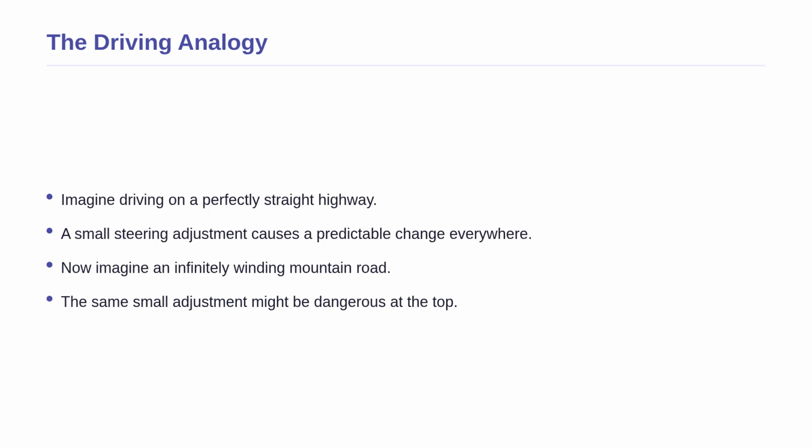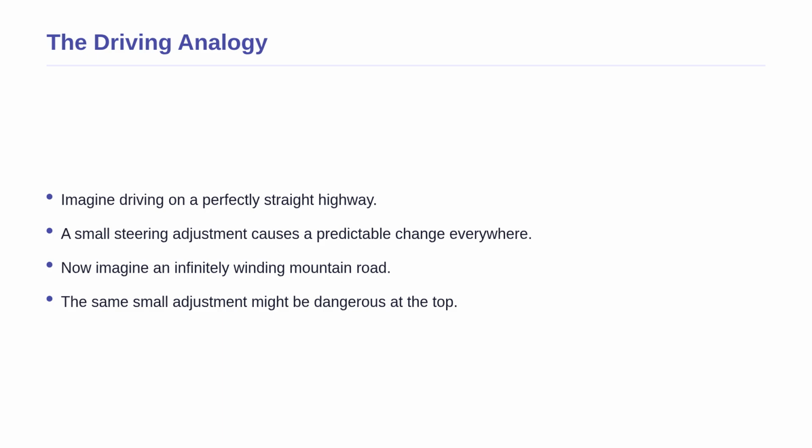To understand this topic, let us start with a simple driving analogy. Imagine you are driving a car along a perfectly straight highway. On this road, a tiny predictable adjustment of your steering wheel will always produce a small, safe change in your car's direction, no matter where you are on the highway.